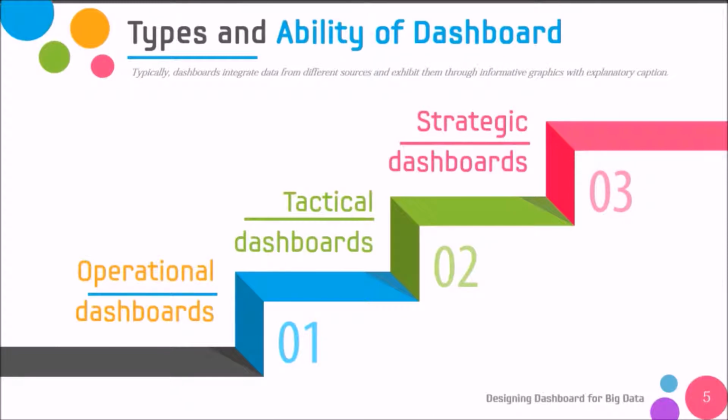Second is tactical dashboard, commonly used for analytic purposes. Executives use tactical dashboard to review and benchmark performance of departmental activities and processes. Departmental managers use them for monitoring the unit's progress. Lastly is the strategic dashboard, used by executives to track progress towards achieving strategic objectives.